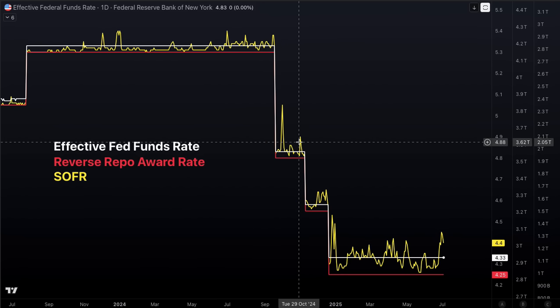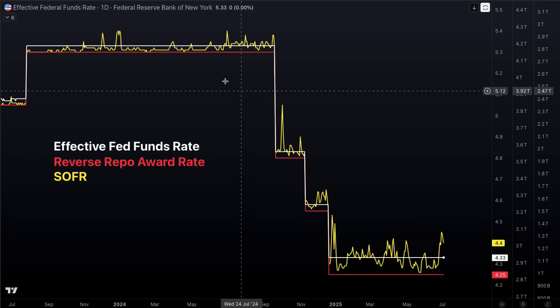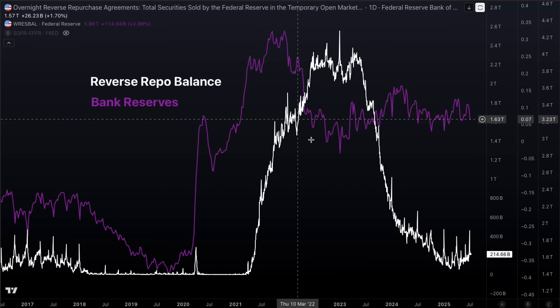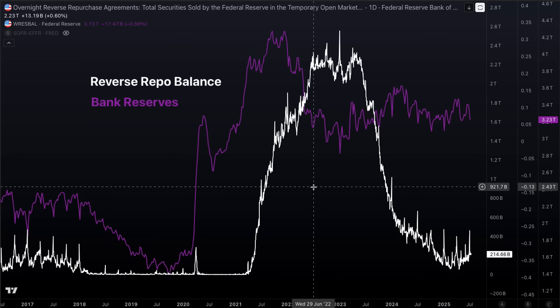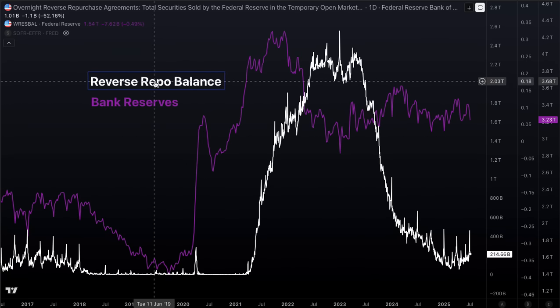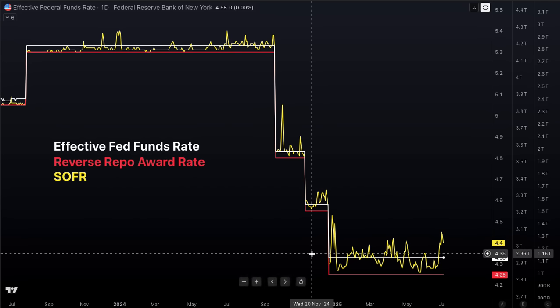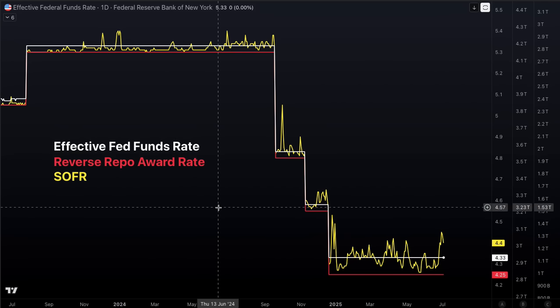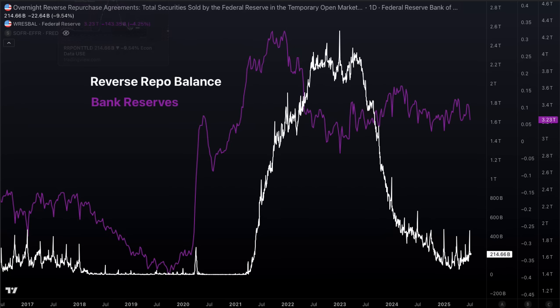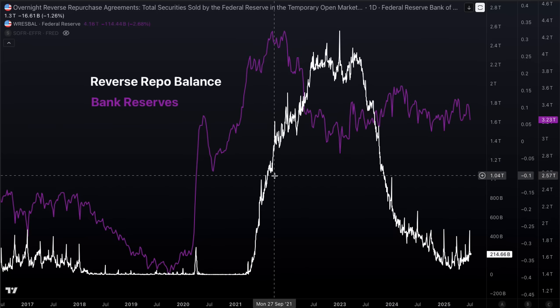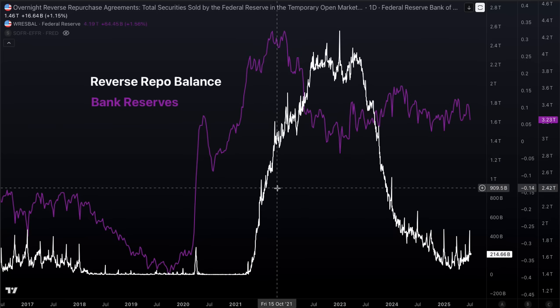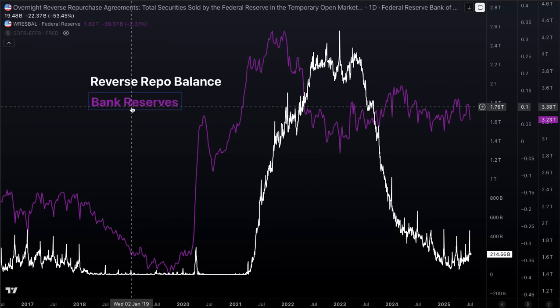So, what are reserves? They are very important in the conversation that we're about to have here, looking at the price of the dollar itself. So, here we're looking at the reverse repo balance. This white line is showing the reverse repo balance. Over here, we were looking at the cost, right? The interest rate to use the reverse repo operation or facility. Here we're looking at the dollar amount that was used in that overnight reverse repo. And then we're looking at bank reserves in purple.